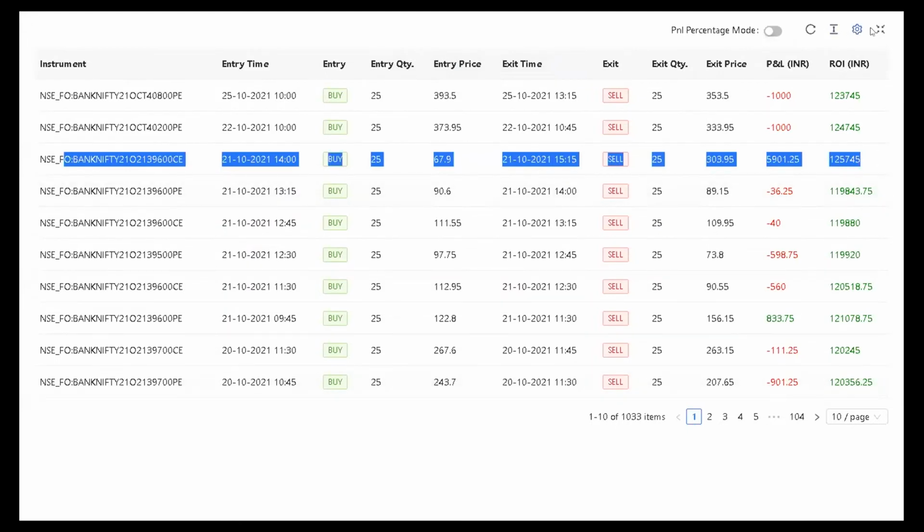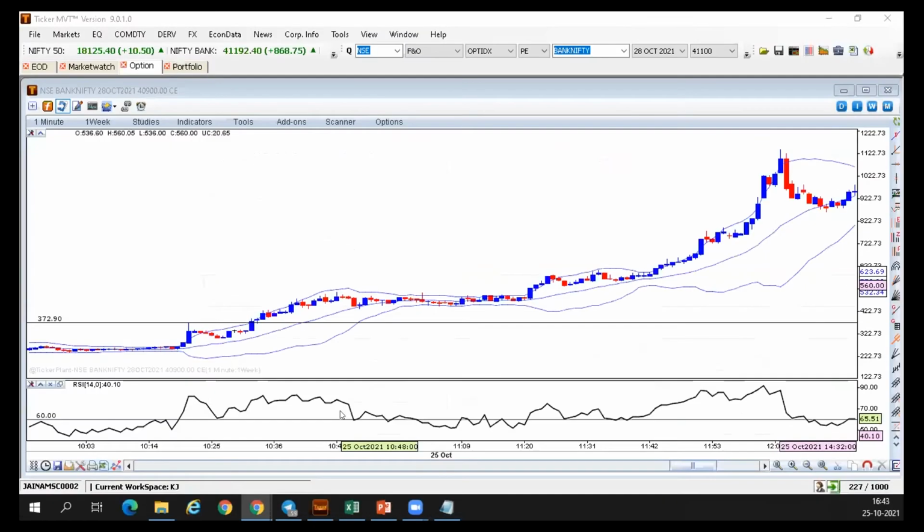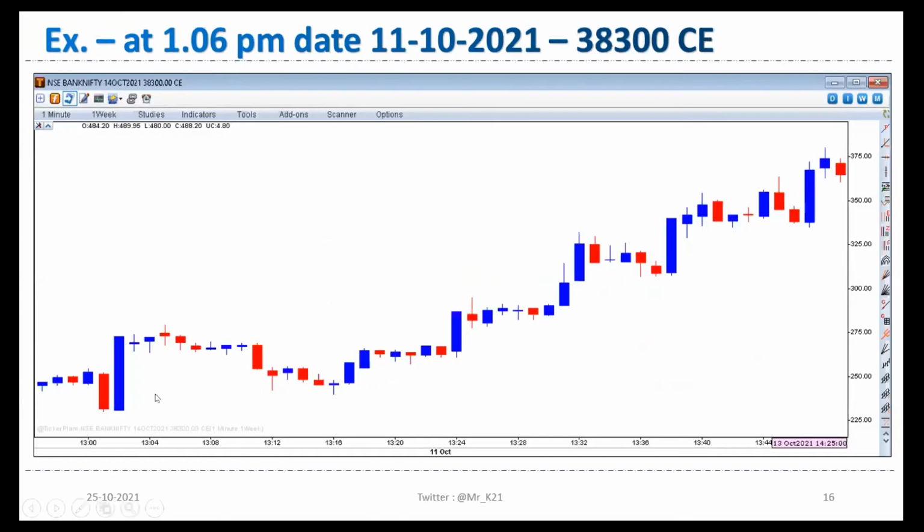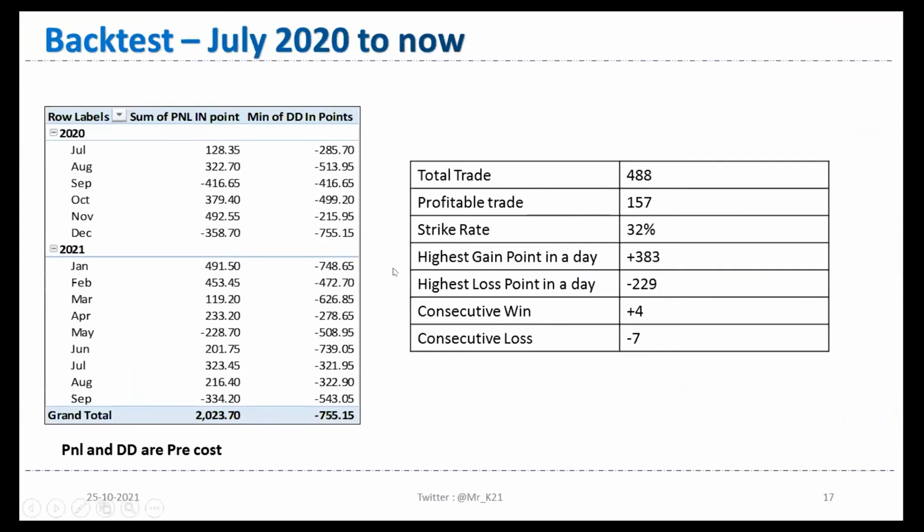Clear? Whatever you are seeing on the paper trading is exactly happening on your live trading also. So I hope it is making sense that what is shown in the paper trade is exactly happening in the live trade too. Now this is the backtest result from July 22 till now.